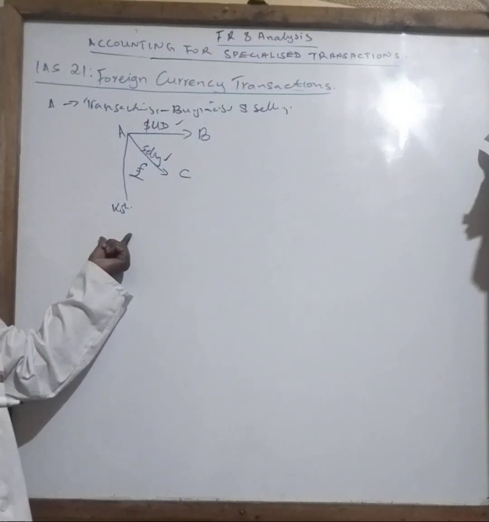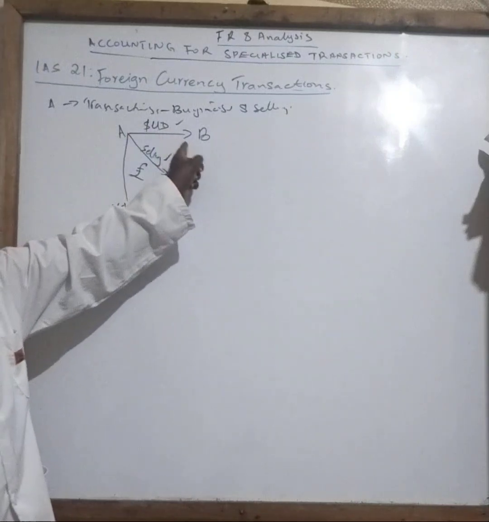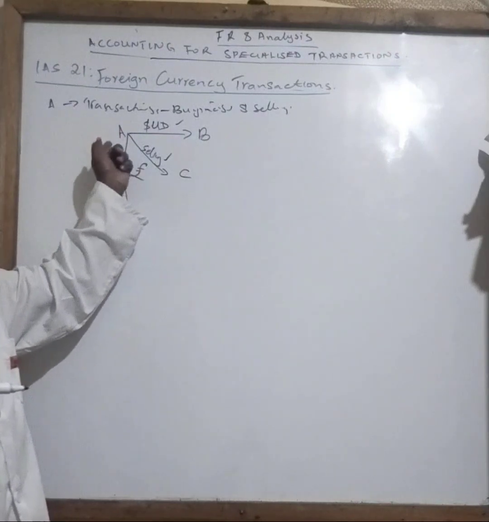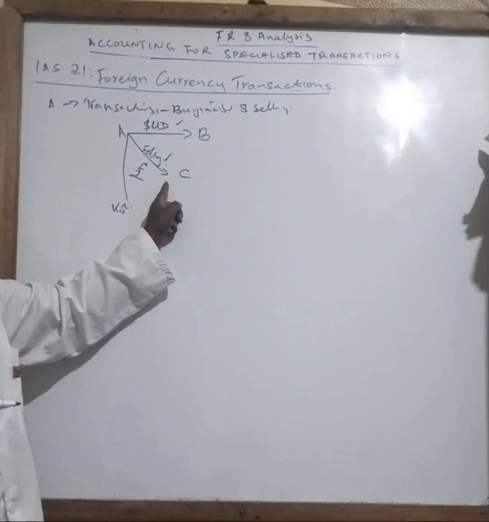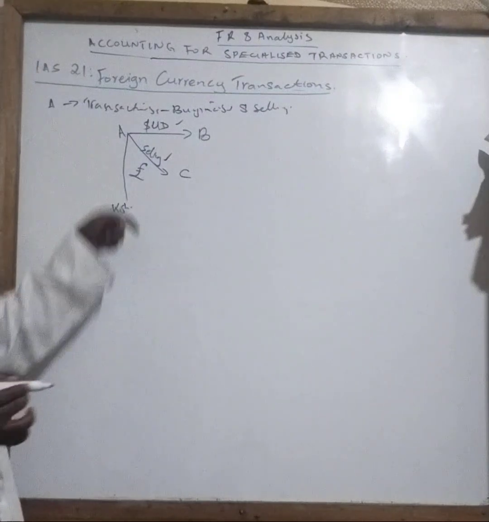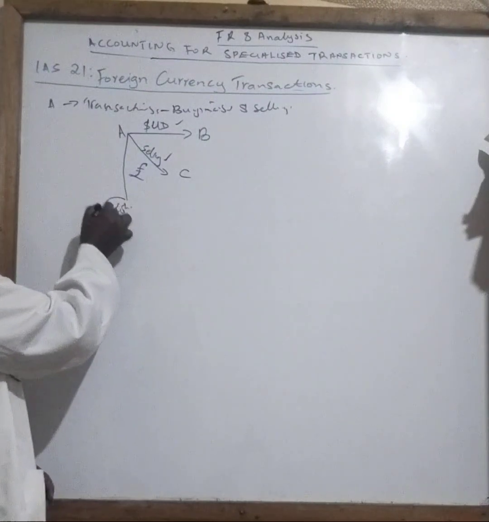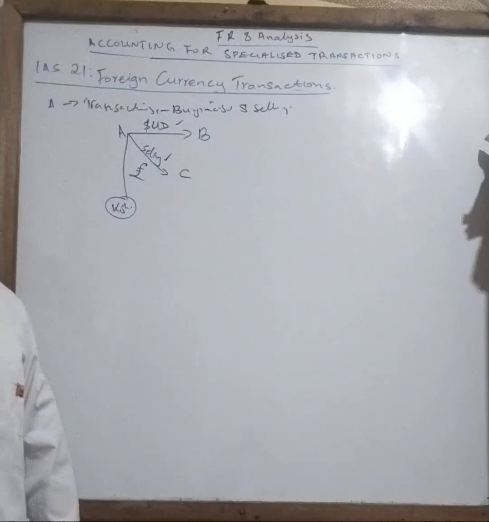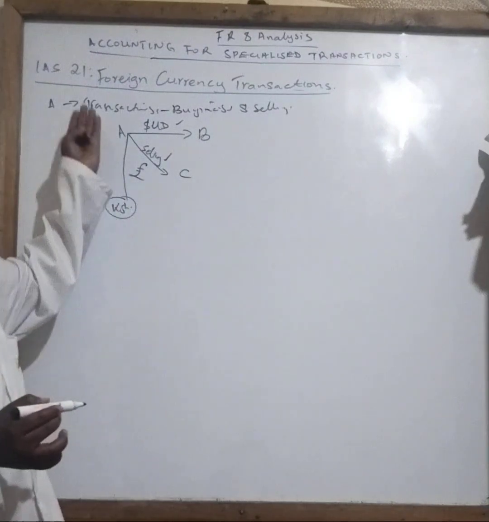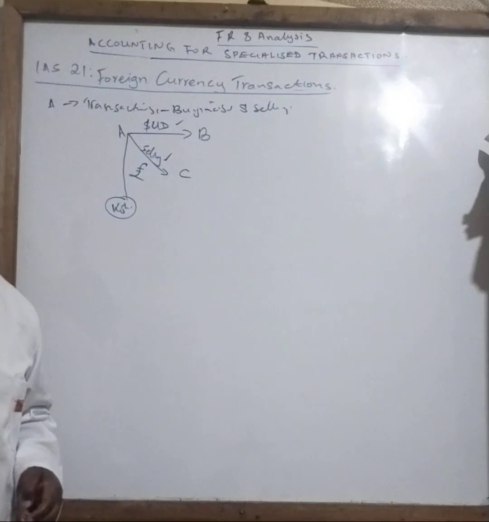Correct? So you can see what is happening. You are buying using US dollars, then you are selling using pounds, then from there you have to prepare financial statements by incorporating the currency called what? Kenya shillings. So this is what they call foreign currency transactions.